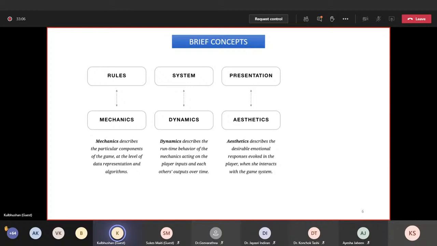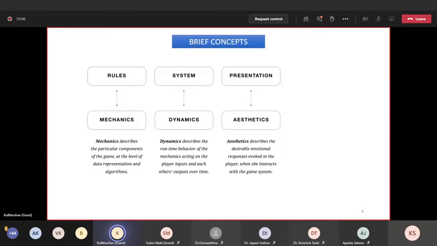Moving on, game dynamics describes the runtime behavior of the mechanics acting on the player input and each other's outputs over time. In easy words, the way the player interacts with the rules is called the game dynamics. Rules means the game mechanics, and players can interact with each other. So the way they interact, their runtime behavior, is called the game dynamics. And finally, we have a term called aesthetics. Aesthetics describes the desirable emotional response invoked in the player when he or she interacts with the game system.